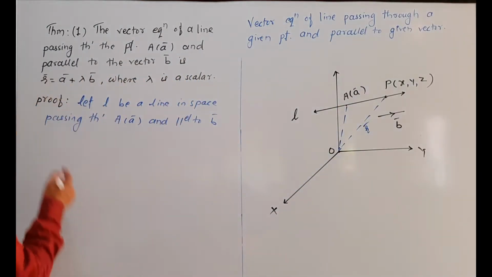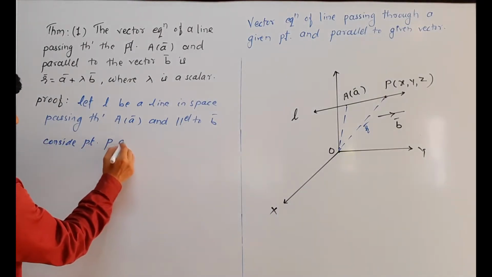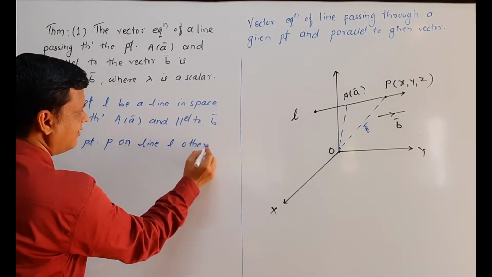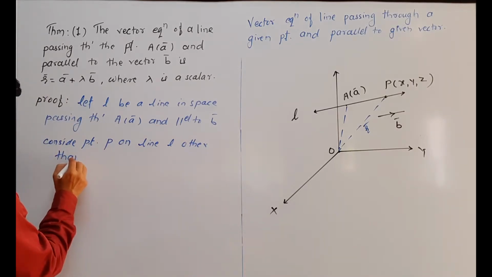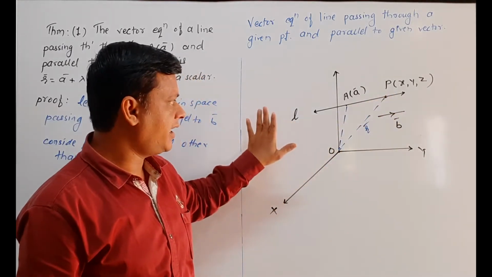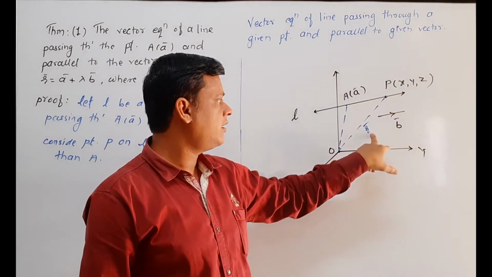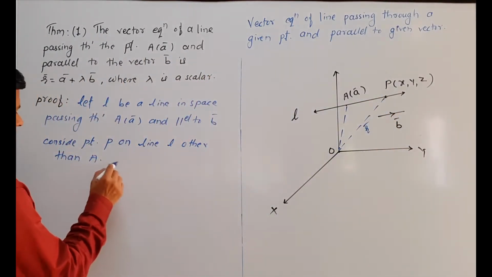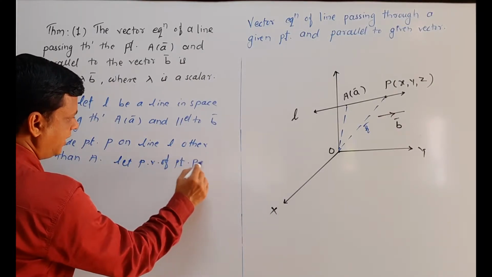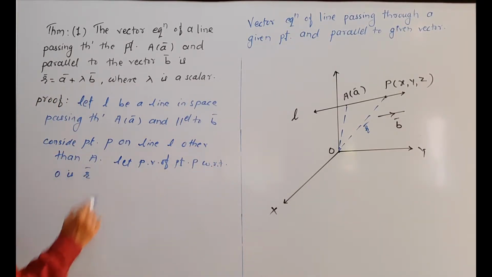So we consider a point P on line L other than A. Now we consider here point P on this line L other than A, and the position vector of this point P we consider as R bar. So we write here, let the position vector of point P with respect to O be R bar.